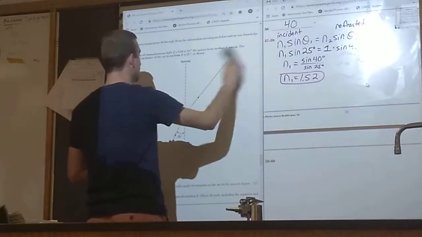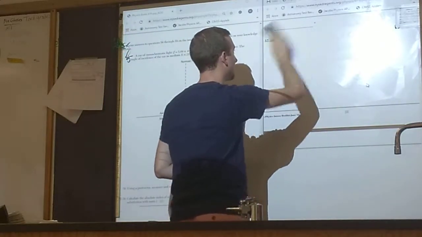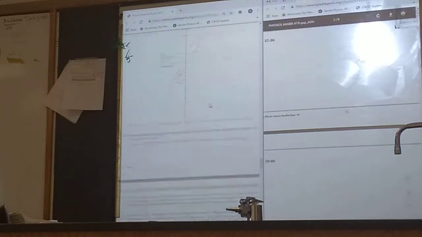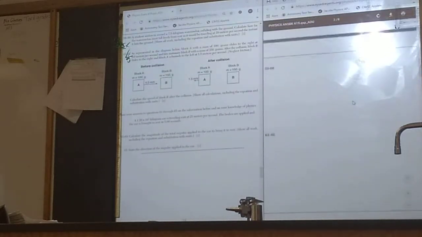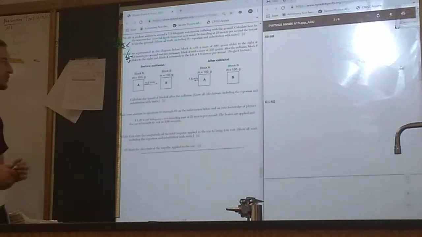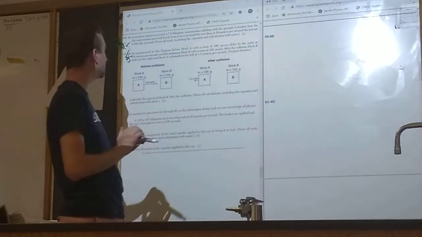To move on to questions 59 through 60, we'll go all the way up through 65. So 59 to 60 is a kinematics question, fairly straightforward, a free fall question. On the actual Regents, I saw most people handle this with little to no problem.